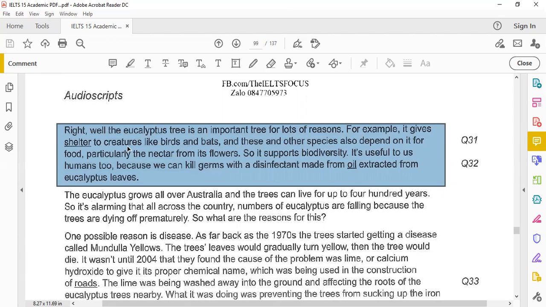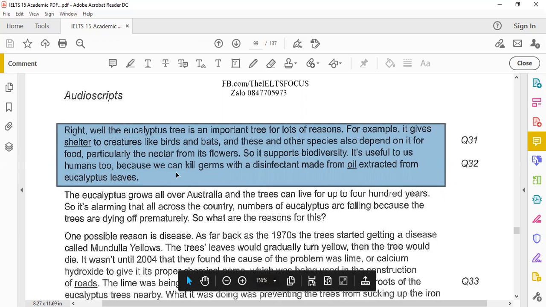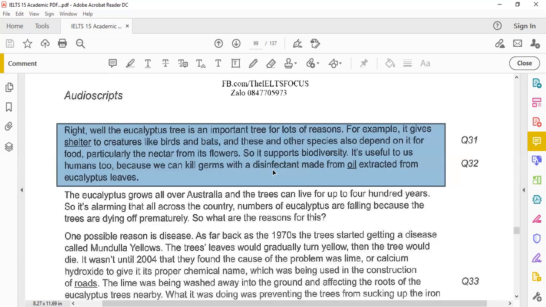But this is the listening, and there are such important words, so you will listen. For example, it gives shelter to creatures like birds and bats, and these and other species also depend on it for food, particularly the nectar from its flowers. So it supports biodiversity. It's useful to us humans too because we can kill germs with a disinfectant made from oil extracted from eucalyptus leaves.